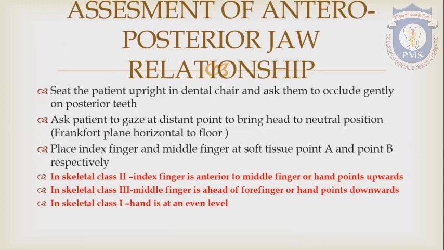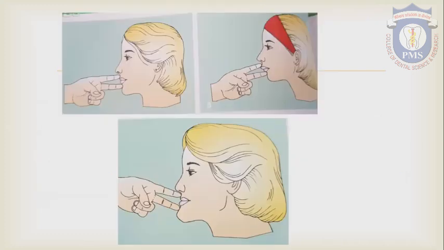Now you place an index finger and middle finger at soft tissue point A and B respectively. In skeletal class 2, the index finger is anterior to the middle finger or the hand points upwards. In a skeletal class 3, the middle finger is always ahead of the forefinger or the hand points downwards. In skeletal class 1, the hand is at an even level. So you can see from this image how the simple test can be done.